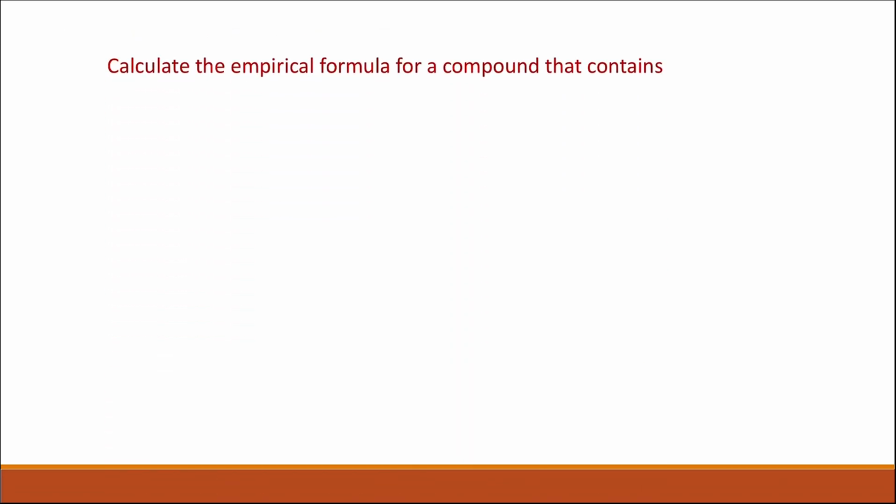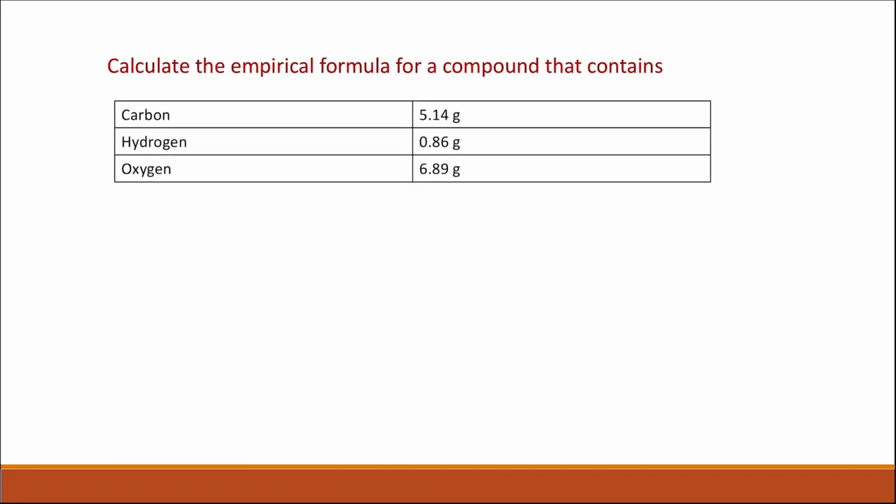So let's have an example. Calculate the empirical formula of a compound that contains 5.14 grams of carbon, 0.86 grams of hydrogen, and 6.89 grams of oxygen. The first thing we need to do is to find the moles of each element by dividing the masses that we had here by the atomic mass.